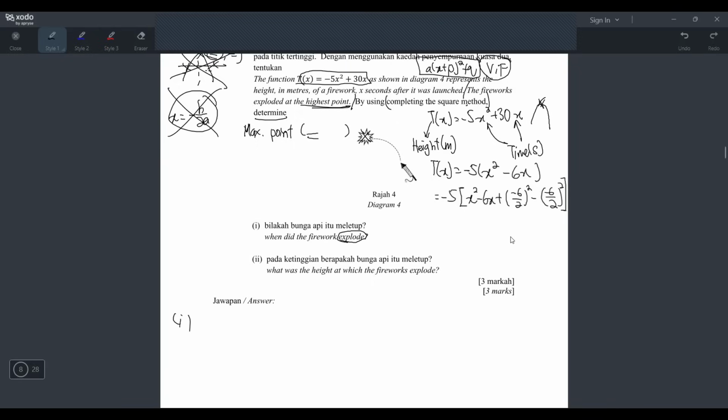Okay, for those who are wondering, like, "Hey, sir, what are you doing?" I'm just completing the square. This is the method, these are the steps. I'm just doing all the steps for completing the square, right? And in completing the square, memang kita kena buat macam tu. Okay, now the next step is negative 5.